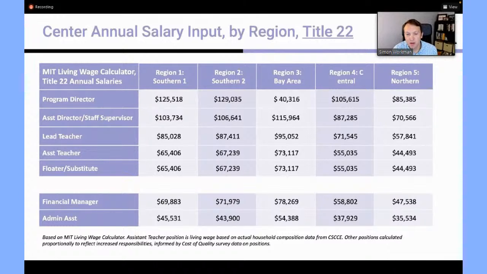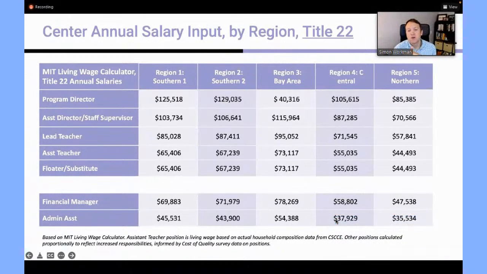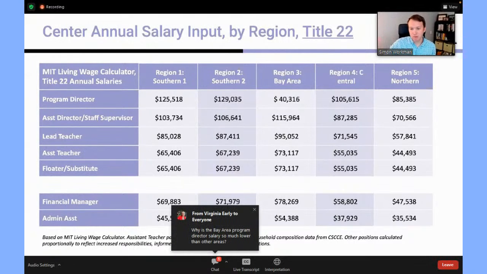And so that is where you have the different regional living wage estimates. Those of you who are familiar with the living wage calculator know that you have to say a particular household size and how many kids you have, etc. So we use the data on actual composition for the assistant teacher position. And then the other positions are adjusted proportionally based on other survey data and other data we have on generally how much more a lead teacher makes than an assistant teacher, and a program director, etc. And so those numbers are adjusted accordingly.